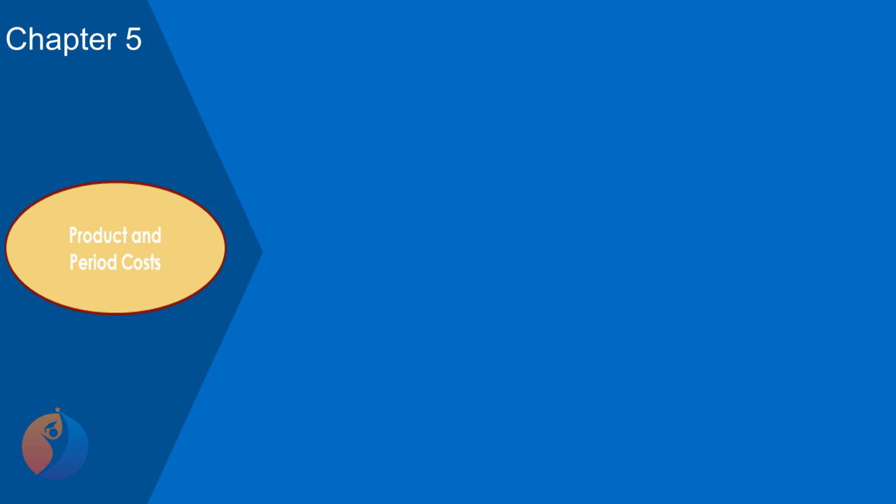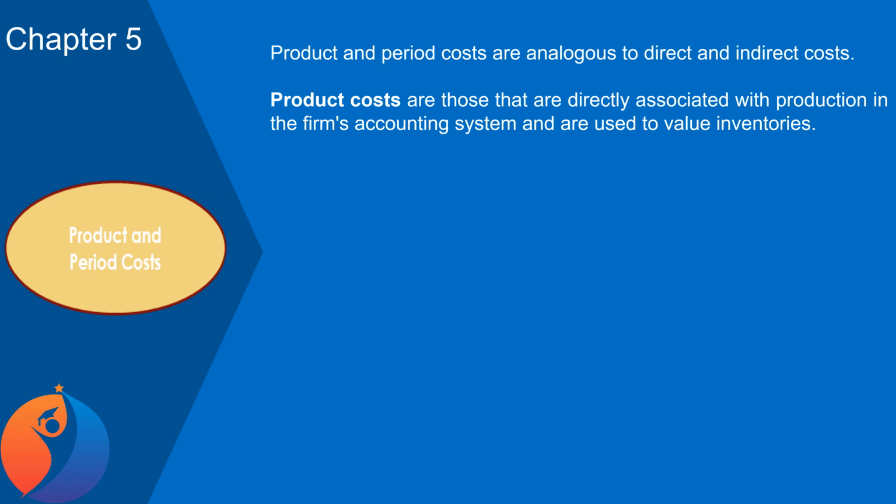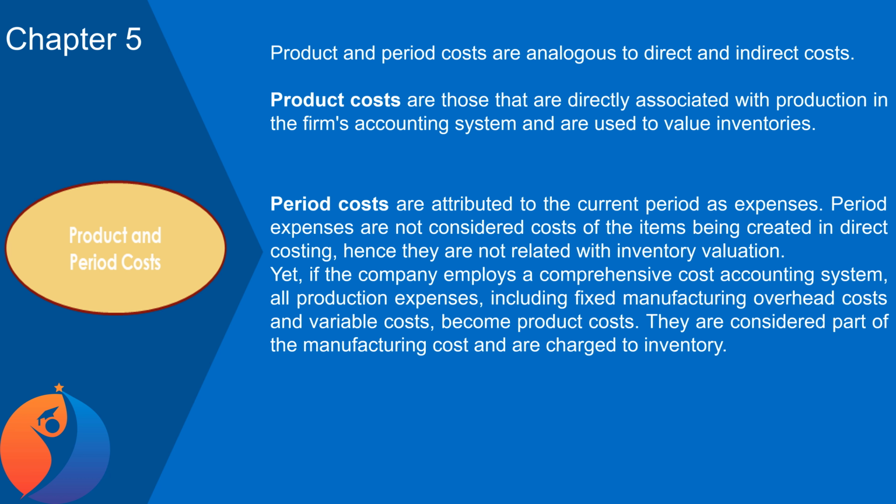Product and period costs. Product and period costs are analogous to direct and indirect costs. Product costs are those that are directly associated with production in the firm's accounting system and are used to value inventories. Period costs are attributed to the current period as expenses.